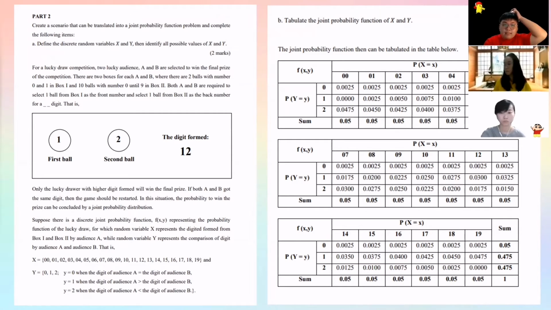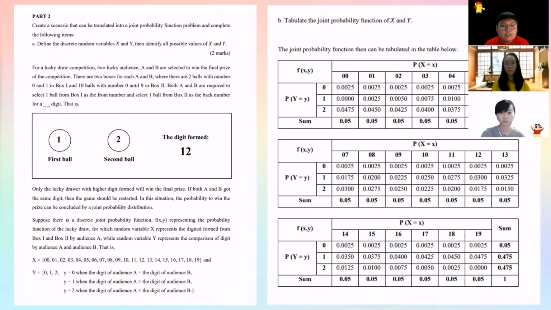So the probability can be calculated. For example, for the first one, X equals 00 and Y equals 0. From the first box, we pick out 1 ball from 2 balls, so the probability is 1/2. And in the second box, we pick out 1 ball from 10 balls, so the probability is 1/10. So the probability is 1/2 times 1/10, which is 1/20.